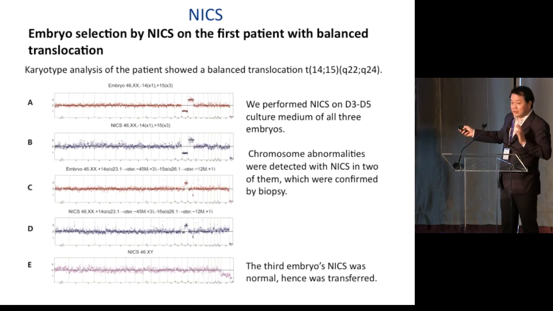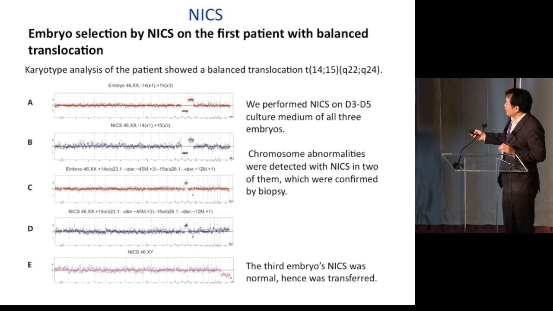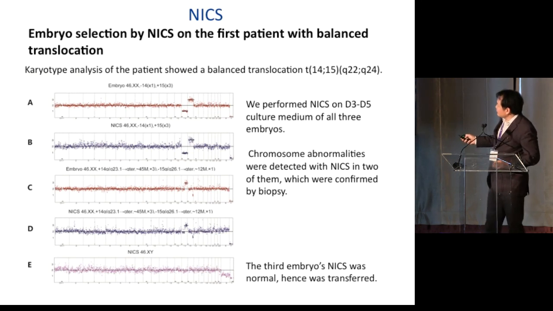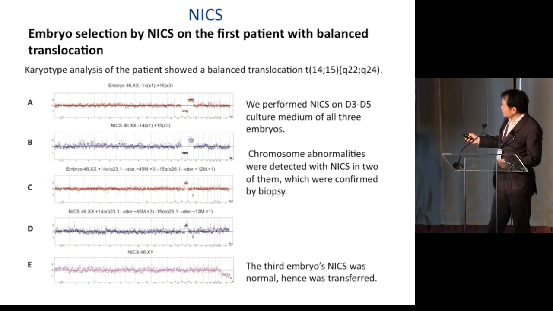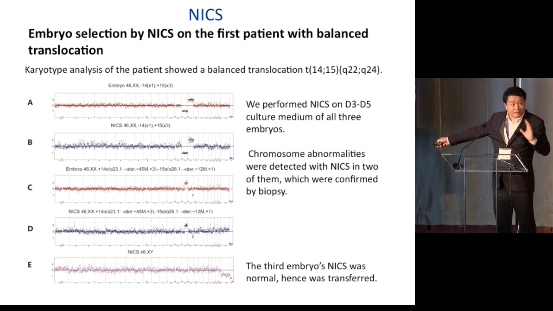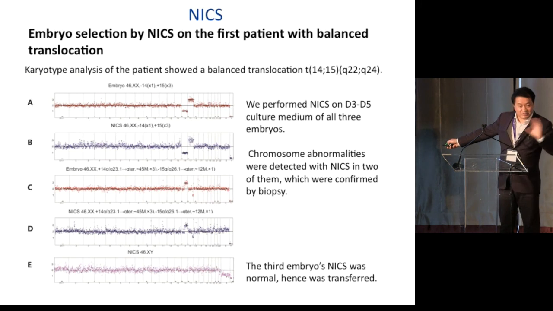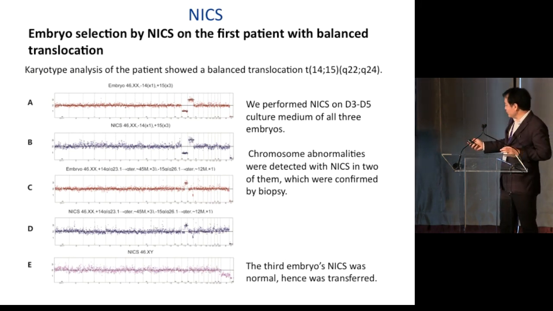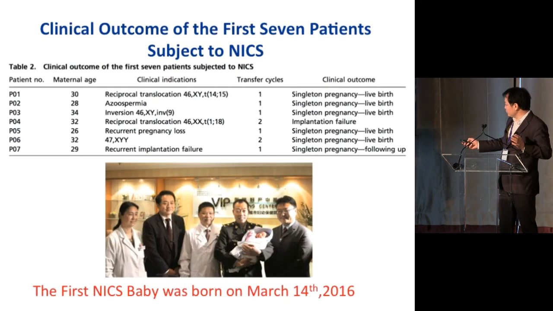Okay, so the first patient Dr. Xie has 3 embryos. Embryo 1, embryo 2 had aneuploidy seen from NICS. He immediately checked on the blastocyst. They are consistent. And the 3rd embryo by NICS is normal, so he didn't check. He didn't want to touch it, right? And the baby was born. That was the first baby here.